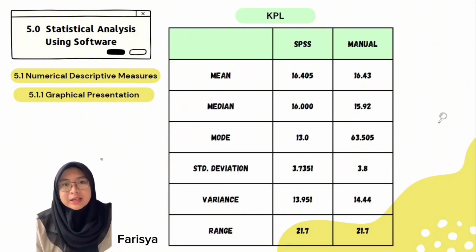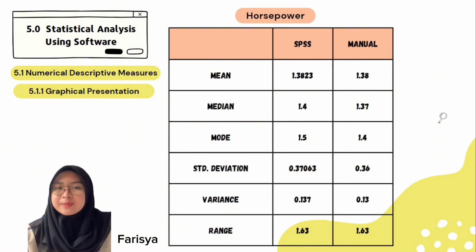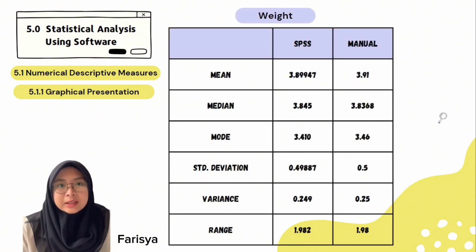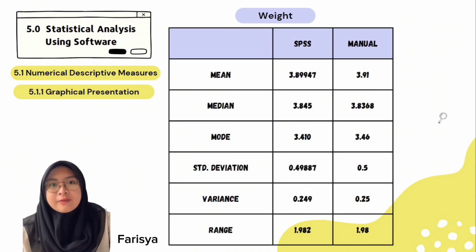Result data for both methods are not too different, but the result for the mode is quite significant because SPSS cannot read the data accurately. In addition, table shows the data of mean, mode, median, standard deviation, and variance for horsepower, obtained from SPSS and calculated manually. Result data for both methods are not too different. Last is table for weight. It shows data of mean, mode, median, standard deviation, and variance obtained from SPSS and calculated manually. Result data for both methods are not too different.